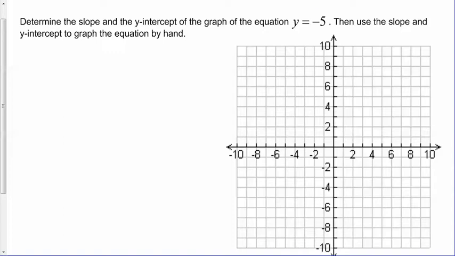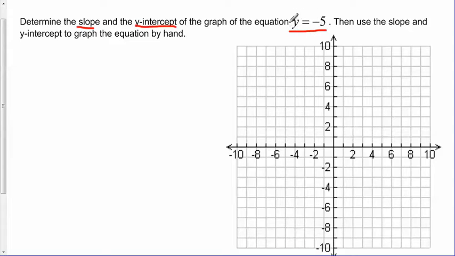Determine the slope and the y-intercept of the graph of the equation y equals -5. Then use the slope and y-intercept to graph the equation by hand. So let's see what we've got here. We're going to be looking for the slope and the y-intercept. And they've given us this equation y equals -5.